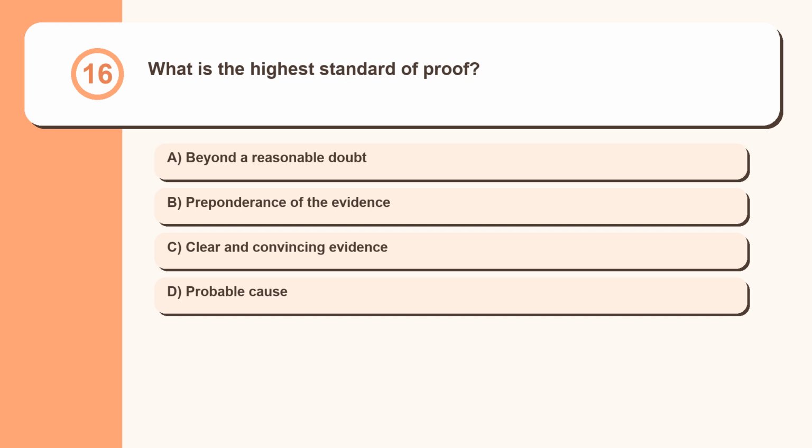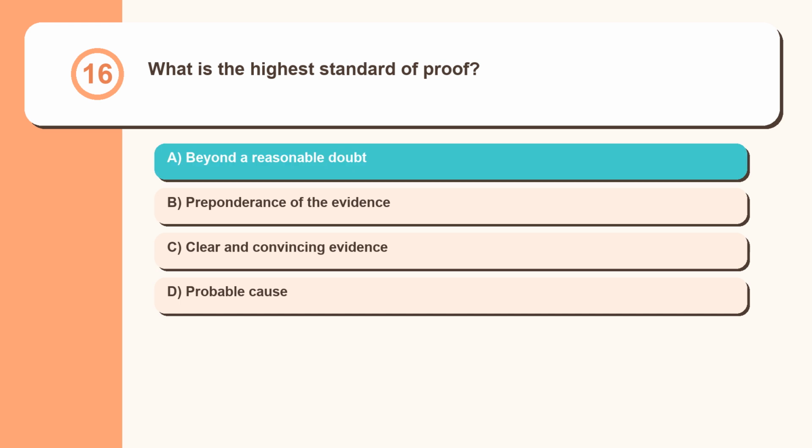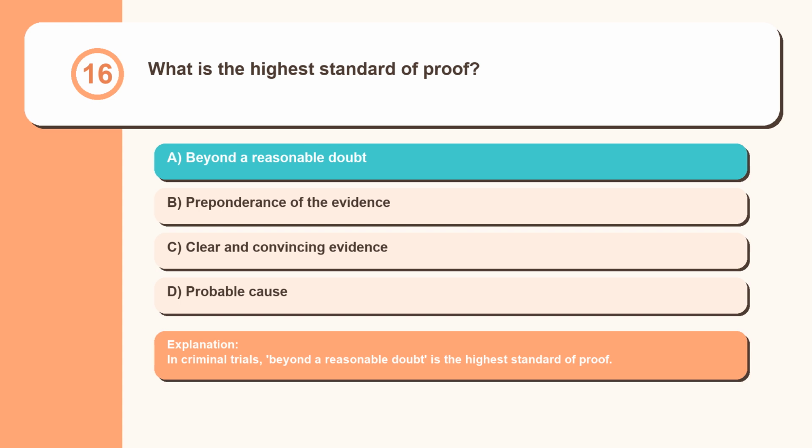Question 16. What is the highest standard of proof? Beyond a reasonable doubt. Preponderance of the evidence. Clear and convincing evidence. Probable cause. In criminal trials, beyond a reasonable doubt is the highest standard of proof.